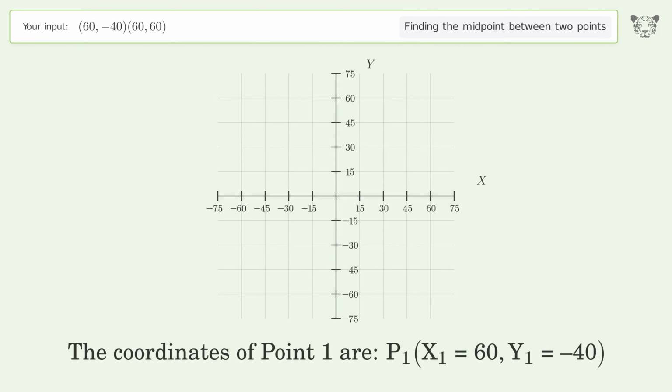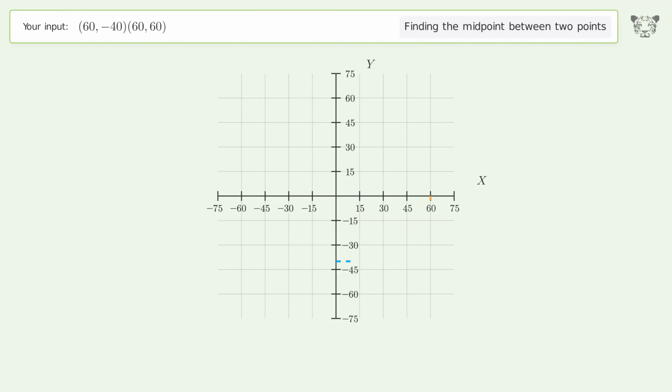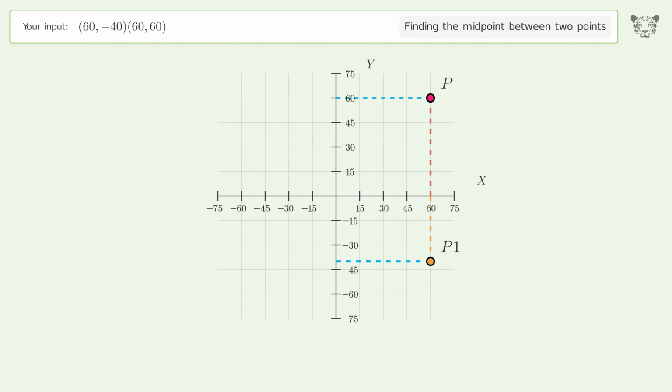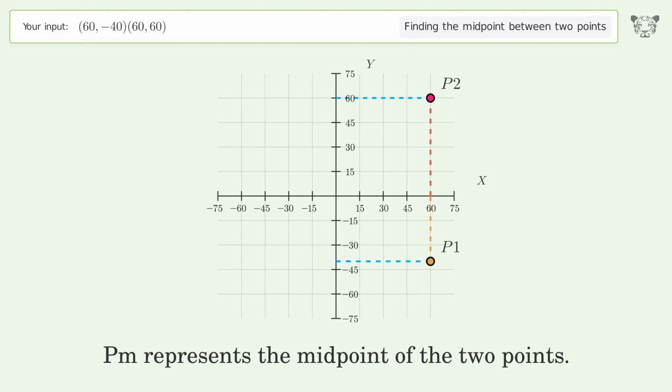The coordinates of point 1 are x1 equals 60, y1 equals -40. The coordinates of point 2 are x2 equals 60, y2 equals 60. PM represents the midpoint of the 2 points.